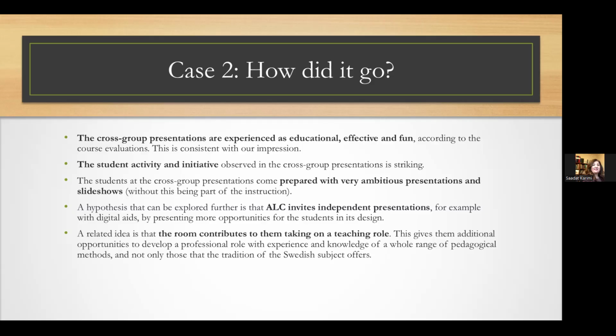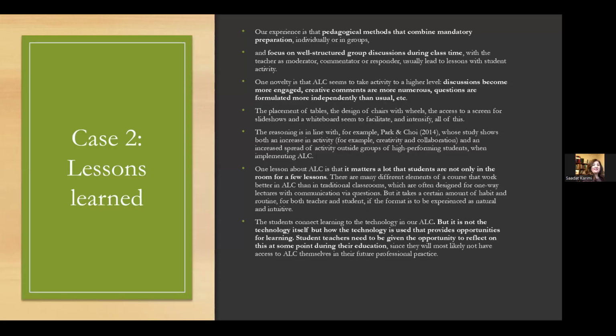Well, regarding the lesson learned, I can say that our experience is that pedagogical methods that combine mandatory preparation individually or in groups and focus on well-structured group discussions during class time, with the teacher as moderator, commentator, and or responder, usually lead to lessons with student activity.